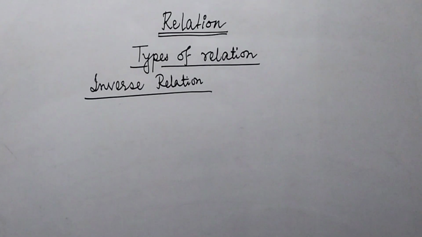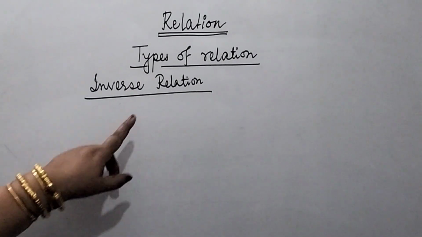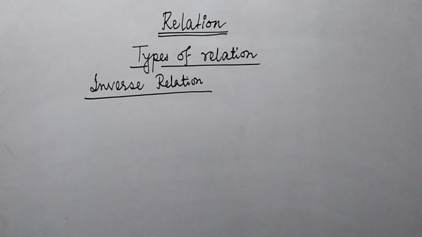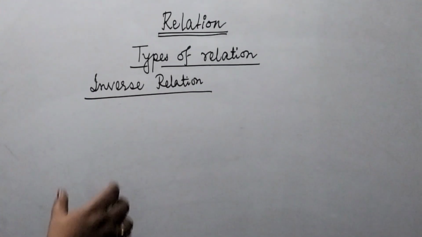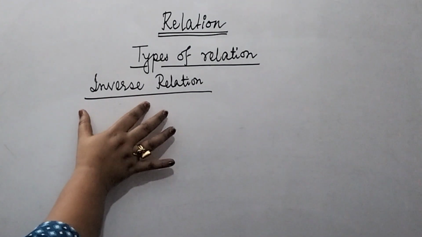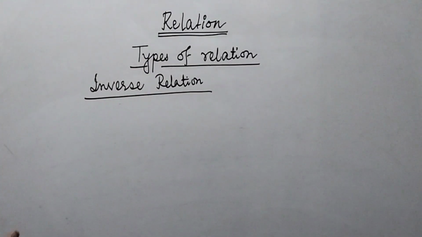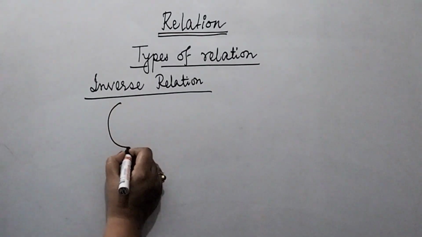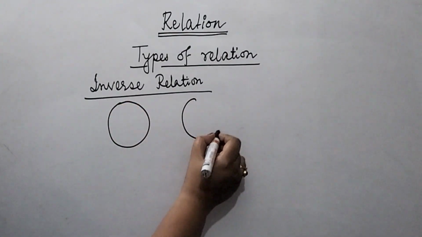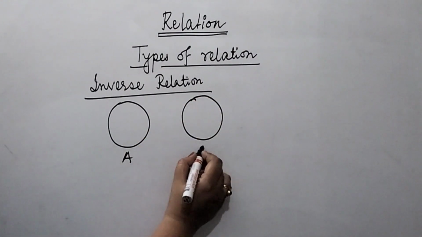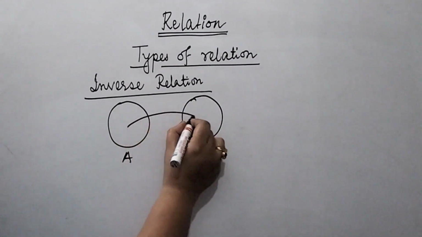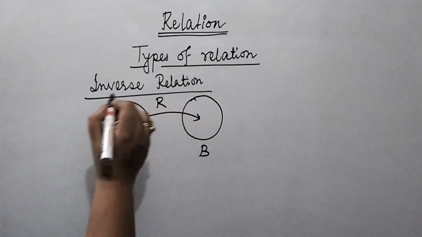Now let's see the first type, that is the inverse relation. Obviously the nature of this relation is quite clear, I suppose, to all of you. From this word inverse, it means this relation is the inverse of some other relation. So let's explain it. Suppose I am considering two non-empty sets, A and B, and a relation R is defined from A to B.